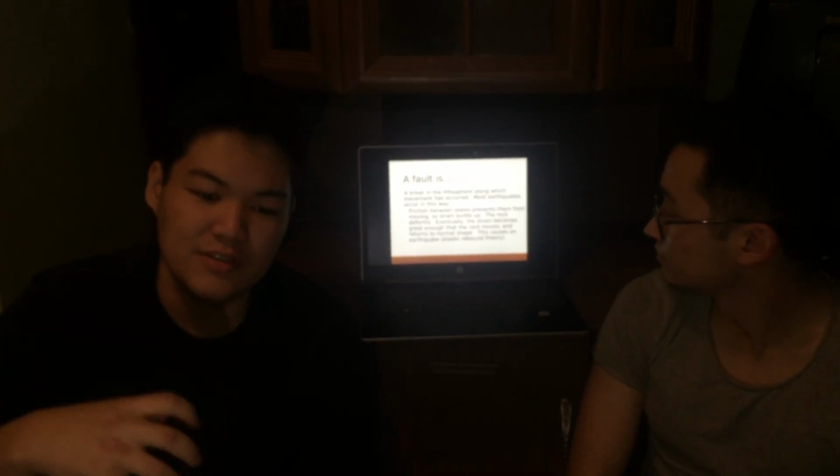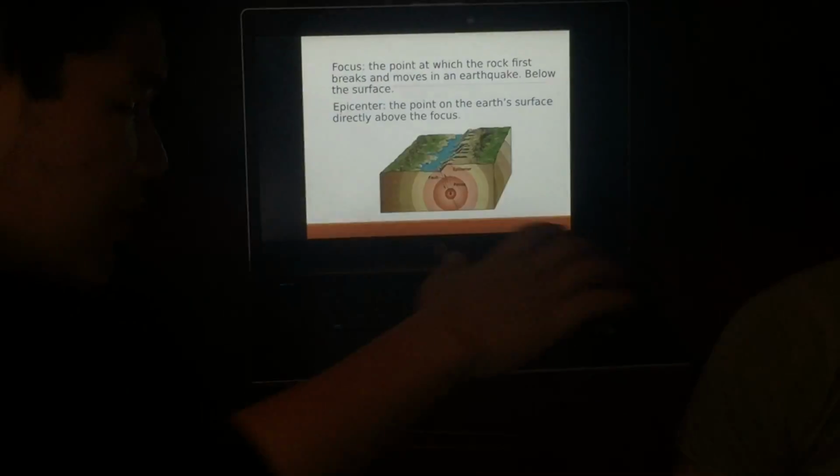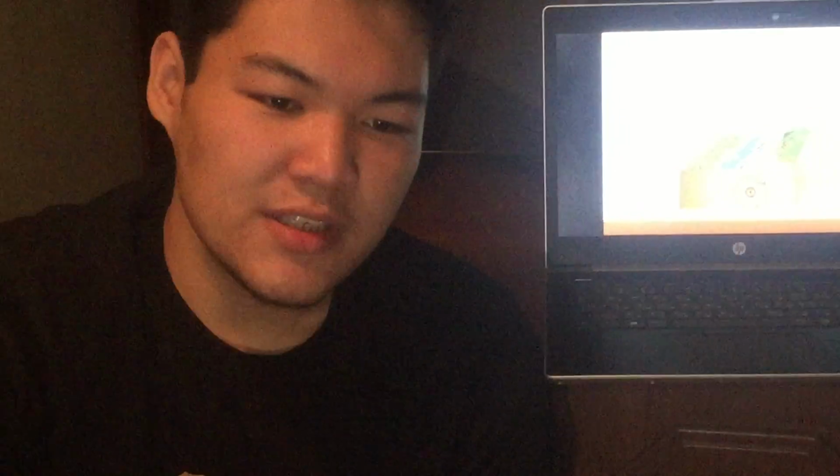Mostly when we talk about earthquakes, we talk about their fault. A fault is a break in the lithosphere along which movement has occurred. There is a thing called friction between plates, and from the moving of that, at the point of friction, most of the rocks deform with the flow of time, which causes earthquakes in the future. Here you can see an image of it.